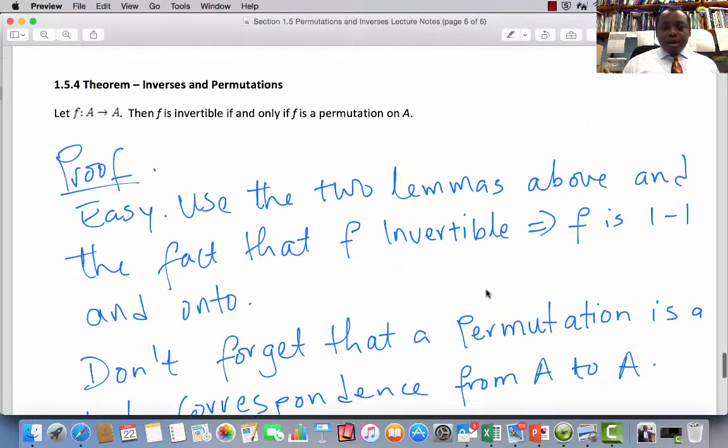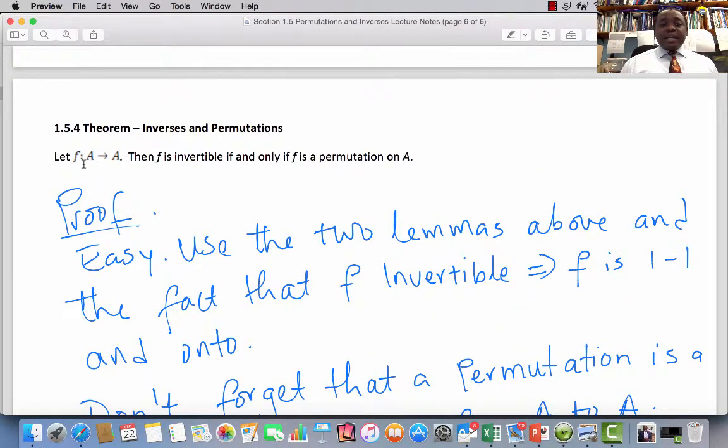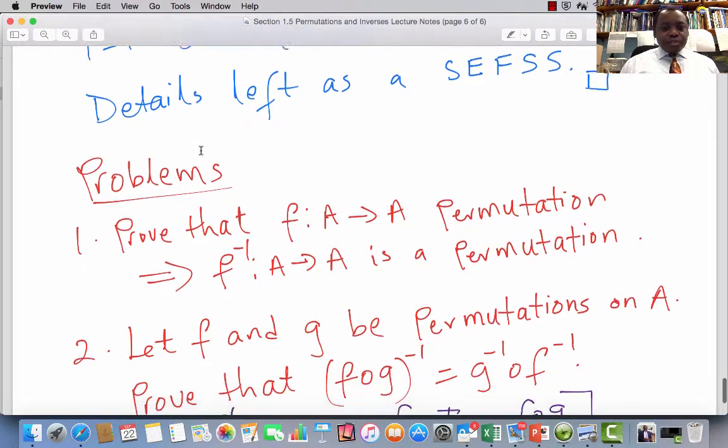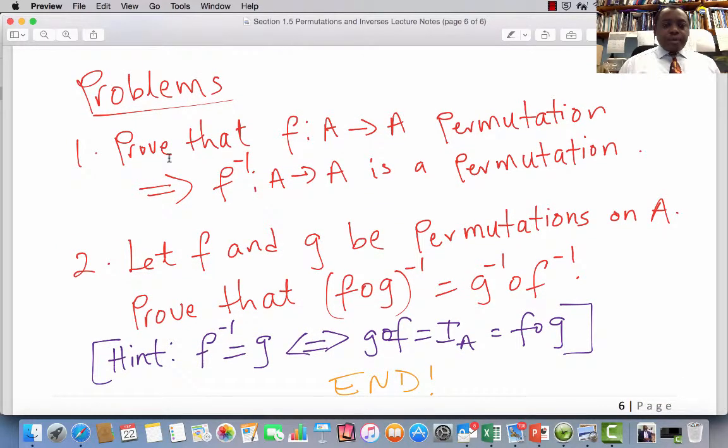But what I want you to remark is that if f is an element in MA, A not empty, then f is invertible if and only if f is a permutation on A. Now let's look at some problems for you to enjoy at your personal time. Problem number 1. Prove that if f is a mapping from A to A and f is a permutation, then f inverse is also a mapping from A to A and it is also a permutation. F permutation implies f inverse is a permutation.